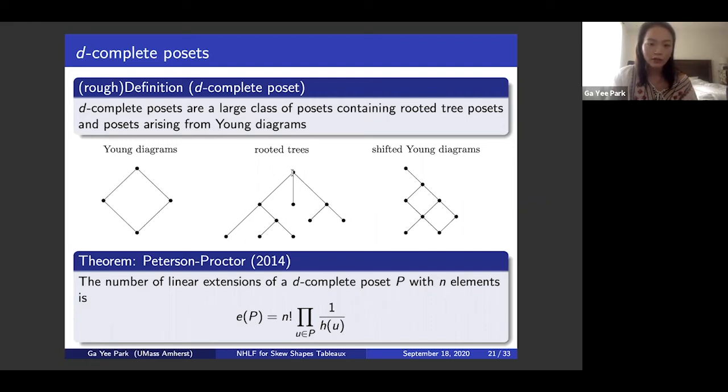Let's look at the hook length of this guy. Because there are now 3 arms instead of 2, you'll be counting all of these elements plus itself, which is the entire poset. So 1, 2, 3, 4, 5, 6, 7, 8, 9, 10, and this hook length would be 10.